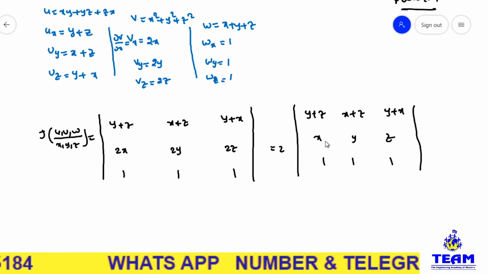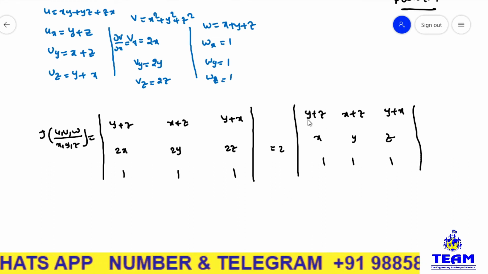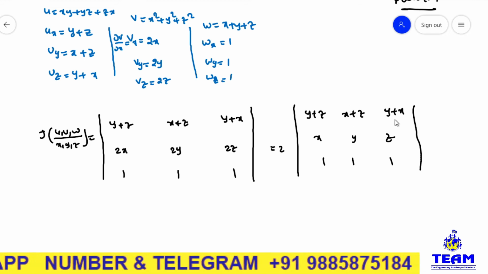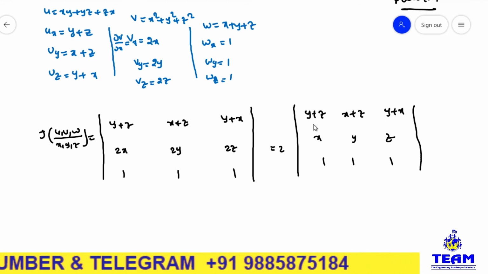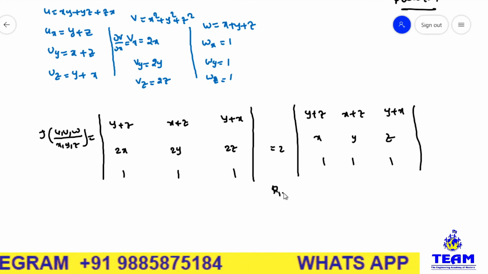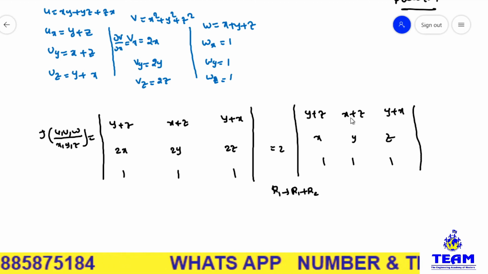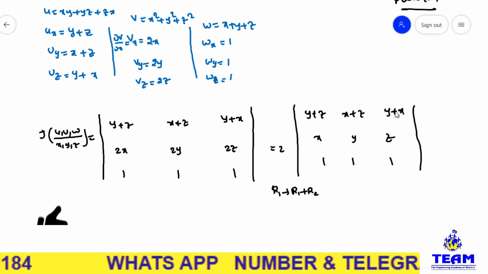The general method you can do, but that is very lengthy. Here what I am doing, you see, the first row contains the yz term, here the xz term, here the yx term. So what is the missing term? X is missing. So add the second row. Now R1 tends to R1 plus R2, I am doing. If I do that, here also you will have the xyz term, here also you will have the xyz term.